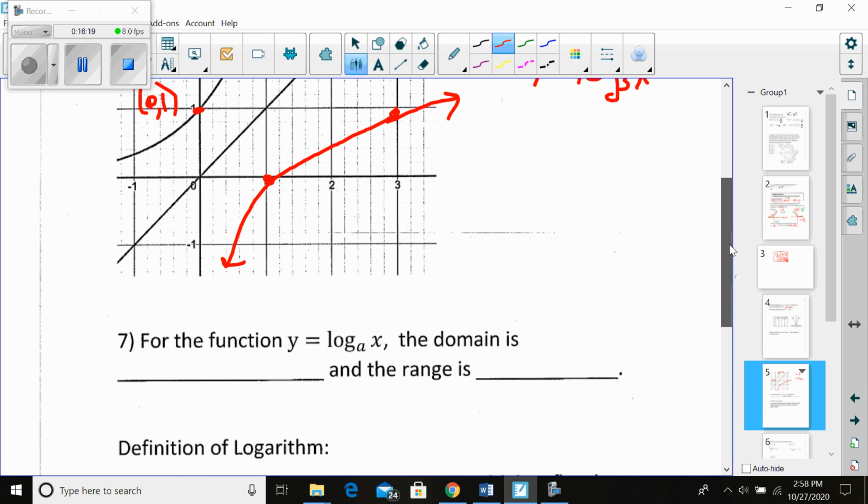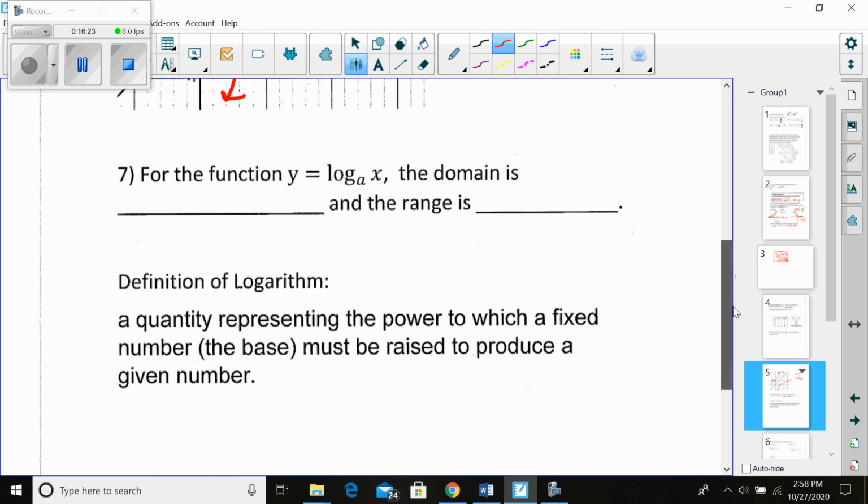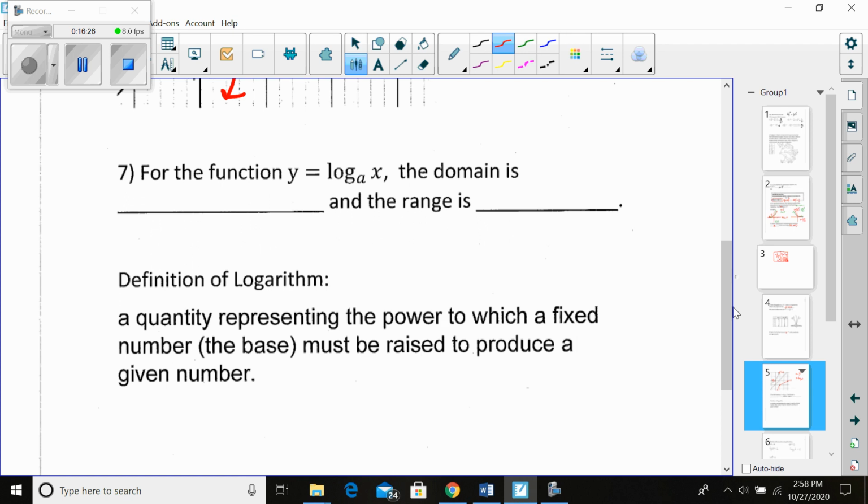And the domain and range have to switch also. Back in number 4, the range of the exponential function becomes the domain of the inverse function. So for a logarithmic function, I can only input values greater than 0. Can't input negatives, can't input 0 itself, but the range would be all reals.